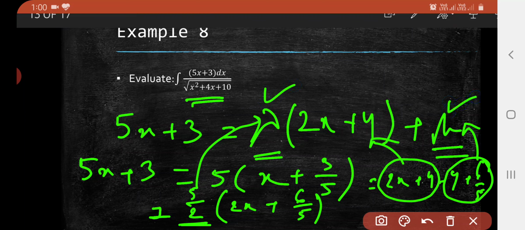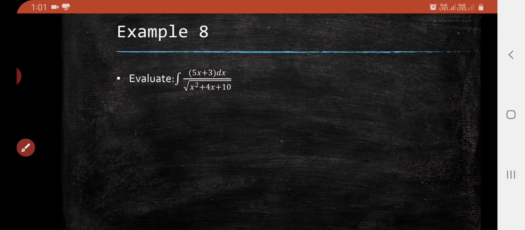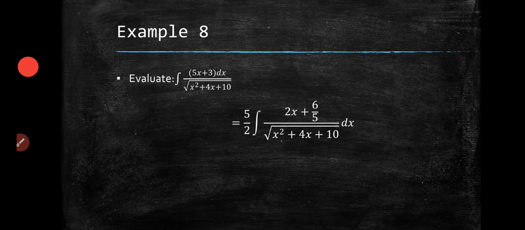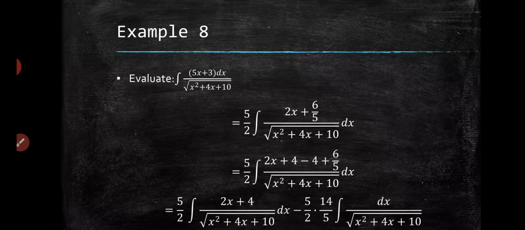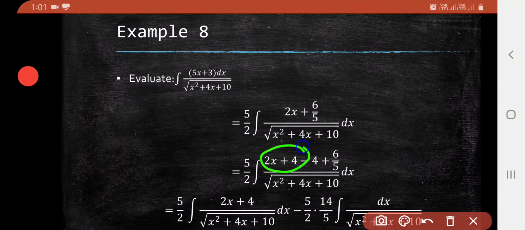Fine. So let us write this, see what I am writing. This is exactly the first step. Taking 5 by 2 common out, I can write this as 2x plus 6 by 5. In the next step, I can write this as 2x plus 4 minus 4 plus 6 by 5 again. Then I break it into two integrations. Taking this 2x plus 4, this is one integration, and taking this part, this is the other integration, right?